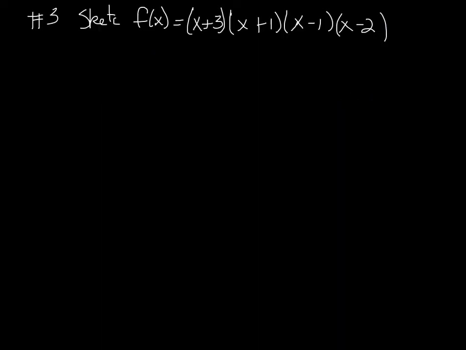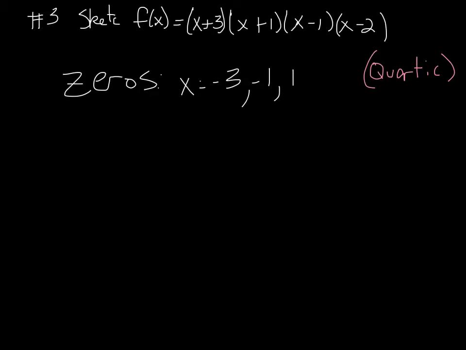Alright, well let's take these new tricks you've learned and practice a few more. Here, sketch this graph. Now, I was nice to you because it's already factored. And since there are 4 of them, we know it's quartic. Make that note. Alright, talk to me about what your zeros are. X could be negative 3, negative 1, 1, or 2. Those are all the places it's going to cross the x-axis.